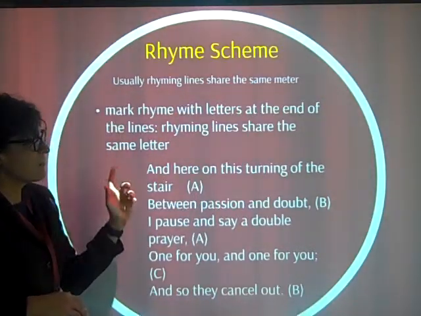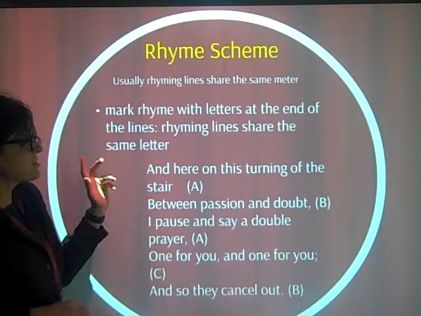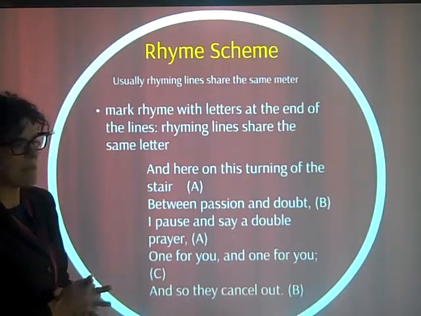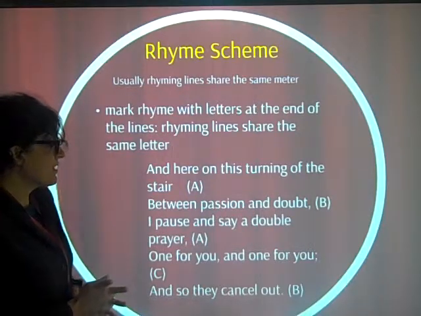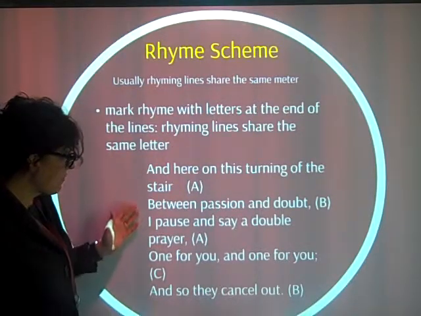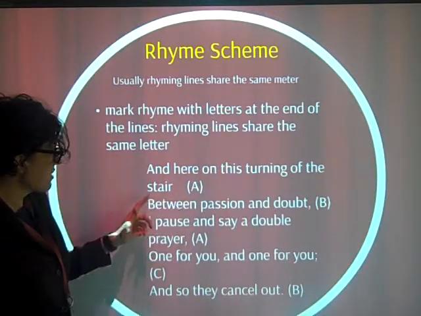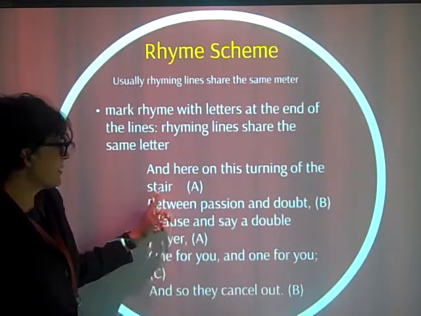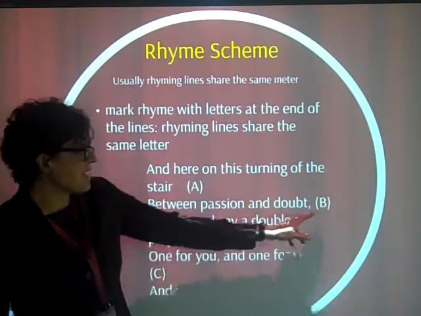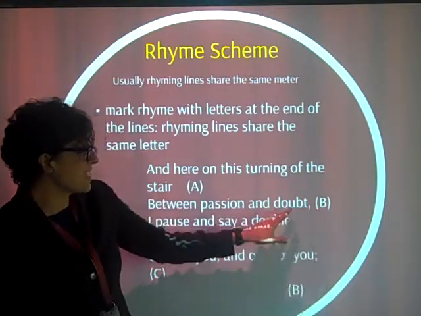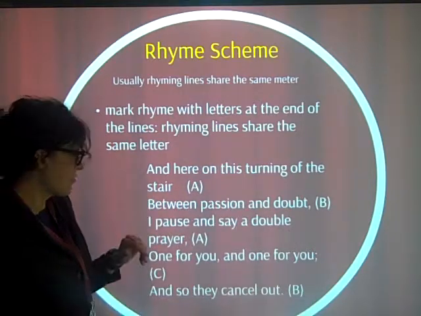When we mark rhyme, and this is a review, we'll use letters at the end of the line, because rhyme is based on the last vowel sound in the syllable. And we mark it with a letter of the alphabet. Here's an example. "And here on this turning of the stair," we use an A because our last syllable, stair, is the first rhyme. "Between passion and doubt," we designate this with a B because doubt and stair don't rhyme.